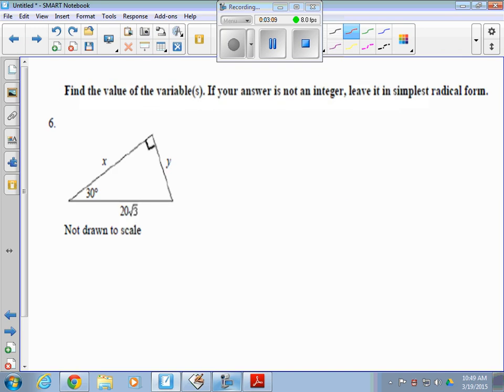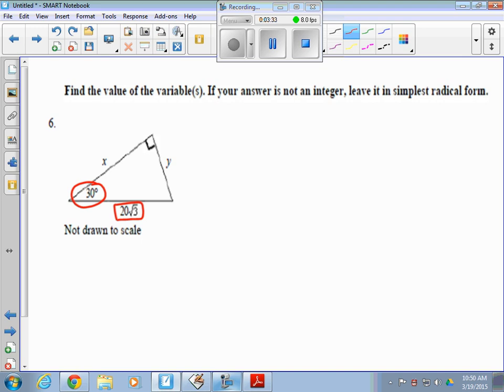Then we're dealing with trig functions. It says find the sine of the variables. If your answer is not an integer, leave it in simplest radical form. So we're going to look at x first. Everything's perspective is from 30 degrees. You have to use 20 times the square root of 3 because that's the given one.